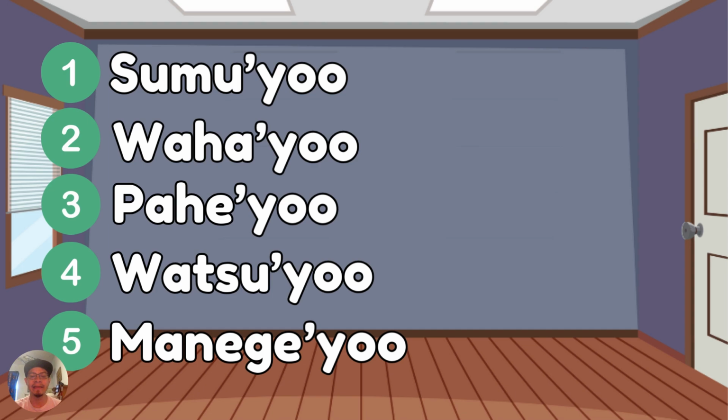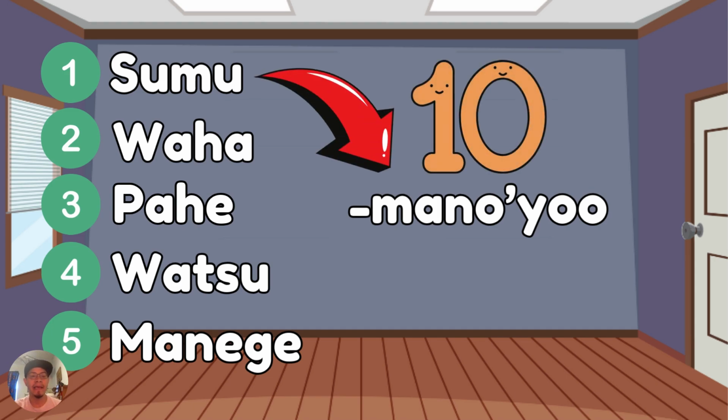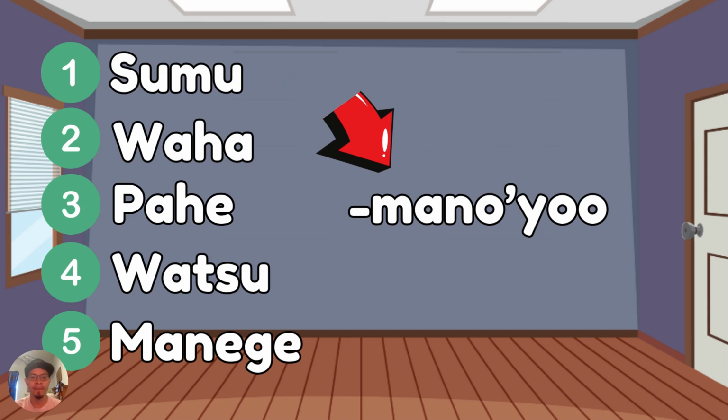Numbers greater than 10. As you probably are already familiar with, these are the numbers 1 through 5. So in order to form numbers by tens, 10, 20, 30, 40, 50, you start with your base, your root number, what you see here, and you drop that suffix at the end, u, and instead you add manoyu to each and every one of these to form, again, 10. So 10 is sumu manoyu.